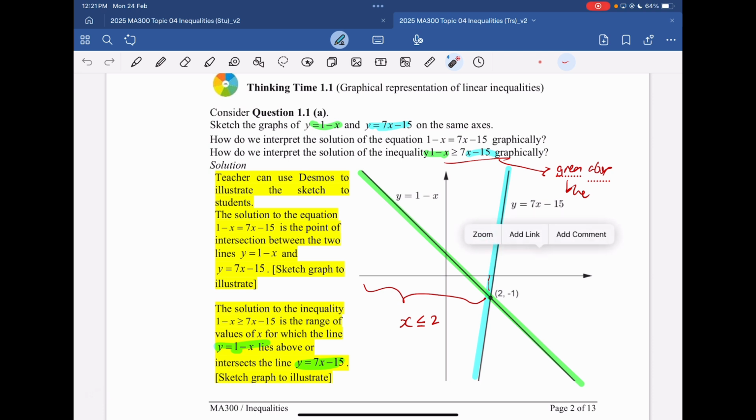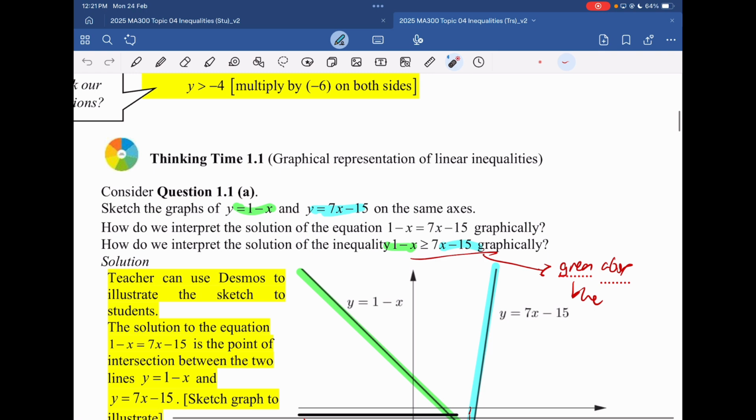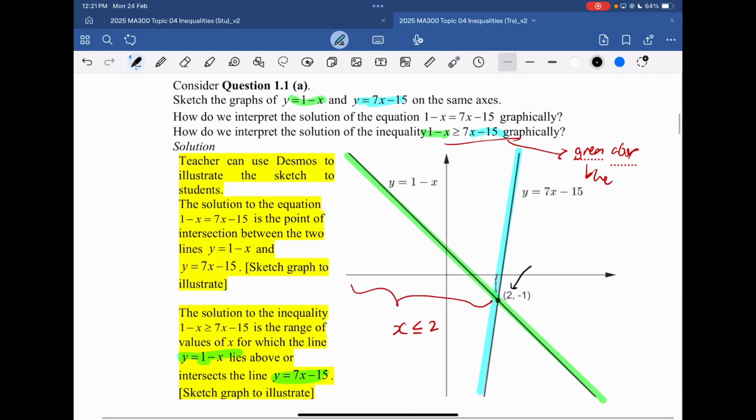Can you see, if x must be less than 2, this is where the green is above the blue. Here is the intersection point, x less than 2, where green is above the blue. At the intersection point, you agree with me, this is where 1 minus x is equal to 7x minus 15.